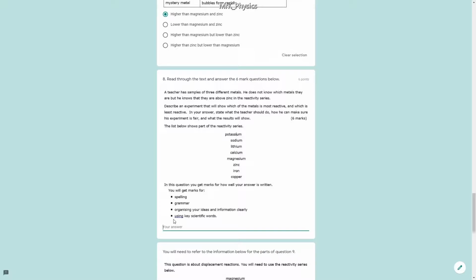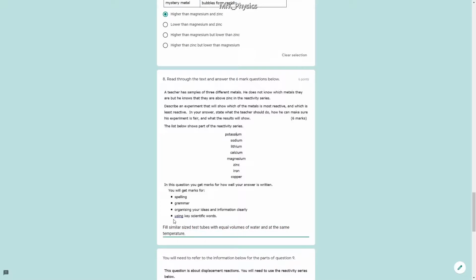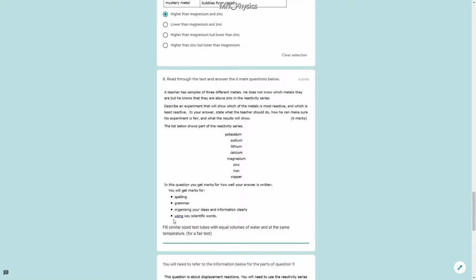So what could you do with the metals? So you could fill similar sized test tubes with equal volumes of water and at the same temperature. Why is that important? It's essentially for a fair test. It's making sure that your experiment is fair and you've controlled those variables. And that actually hits 2 of the marks here. 2 of the marks here are for how are you going to make sure that the test is fair.